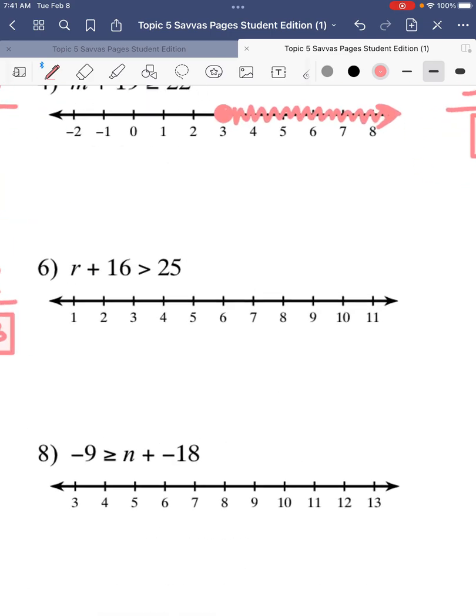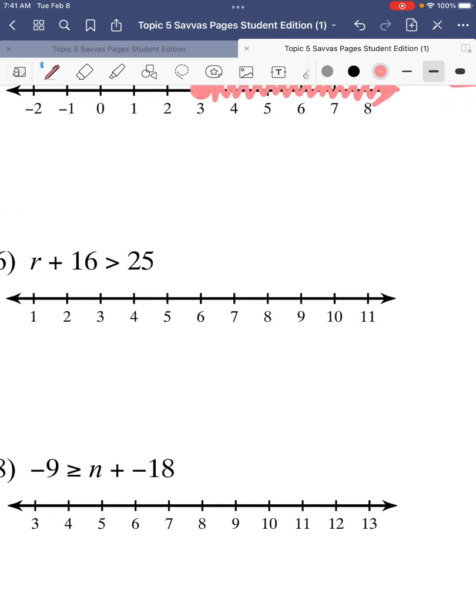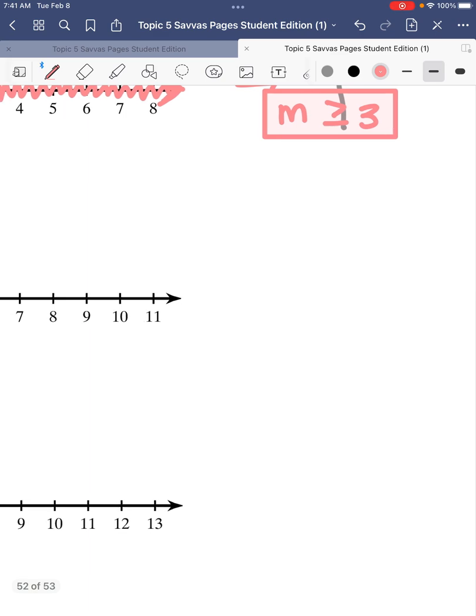Okay. Number 6, r plus 16 is greater than 25. I'm going to rewrite that.